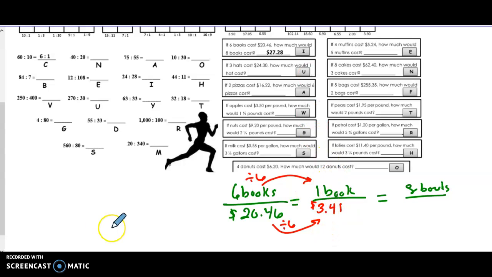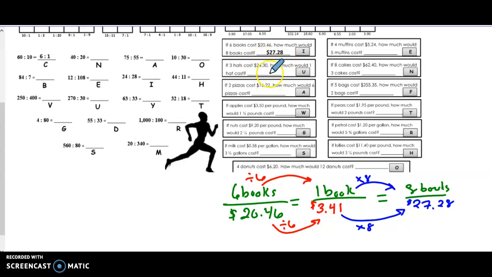One book costs $3.41. But I need to know 8 books. So what are you going to do to 1 to get to 8? You're going to multiply by 8. So what are you going to do to $3.41? You're going to multiply by 8. So $3.41 times 8, take your calculator, and you're going to get $27.28 for 8 books. And notice they already have that up here.